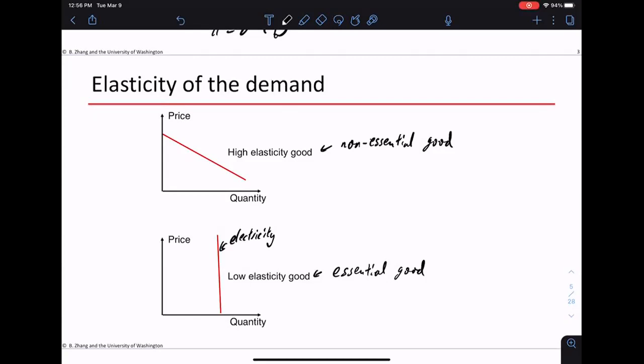Any ideas? So it's sort of intuitive. It's a straight line, almost a vertical line. But why? Yeah, go ahead. It's a necessity. People need electricity for things.